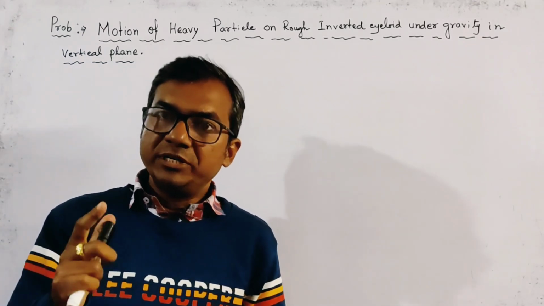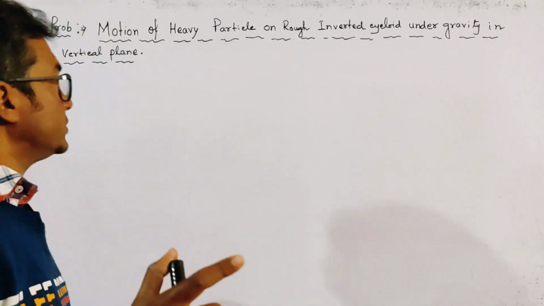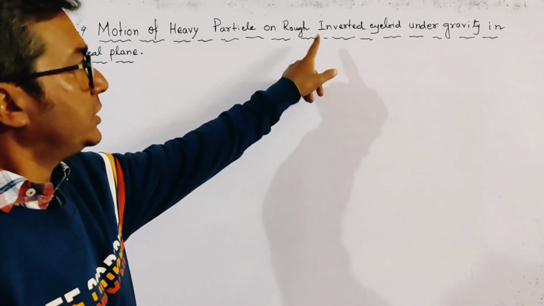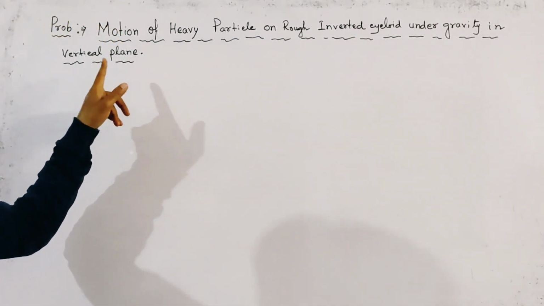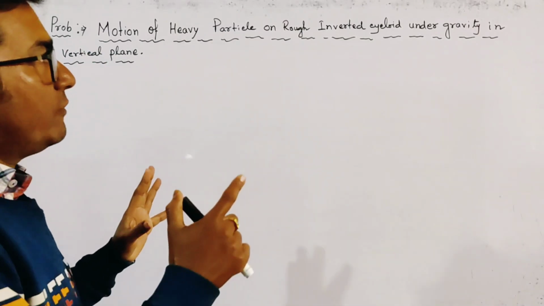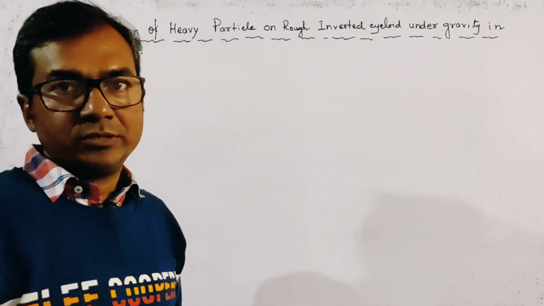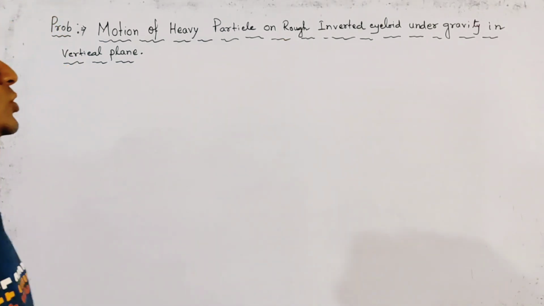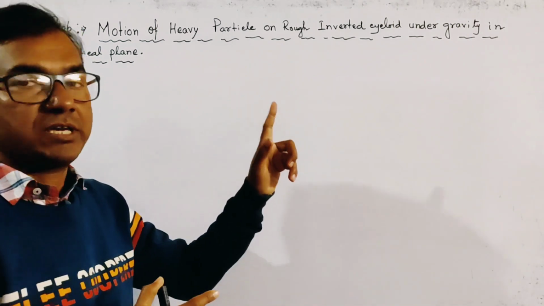Today's topic of discussion from particle dynamics is the motion of a heavy particle on a rough inverted cycloid under gravity in a vertical plane. So we have to discuss the motion of a heavy particle on an inverted cycloid under gravity, where the cycloid is rough. We first try to draw a rough sketch of the inverted cycloid.